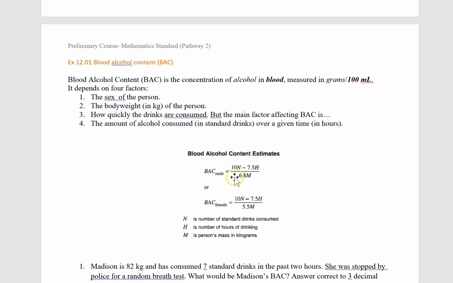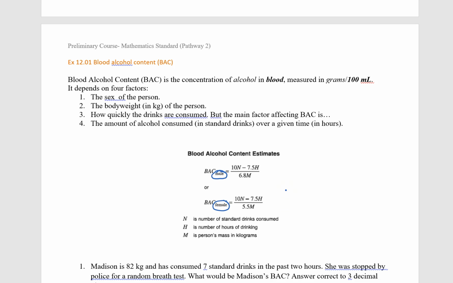Now, there are two formulas for calculating the blood alcohol content. The reason there are two is simply because one is for males and the other is for females. So there are two different formulas depending on whether you are male or female. So when you read a question, obviously, or hopefully, something will be obvious that the person they're talking about is either male or female.